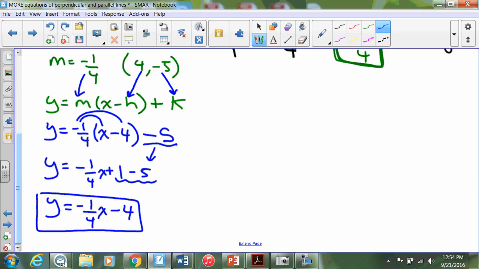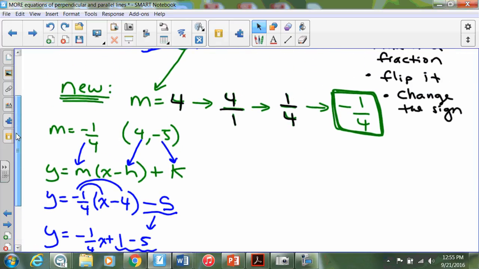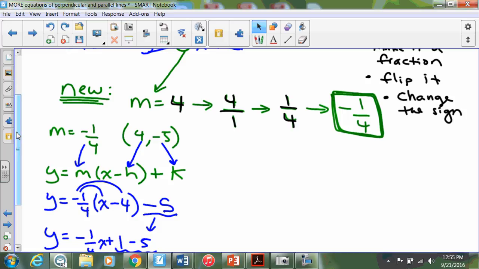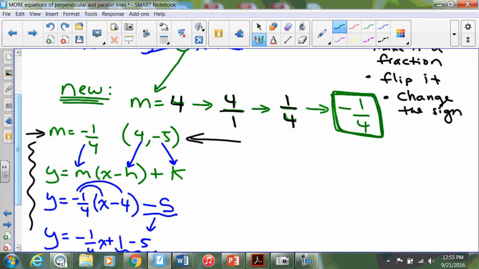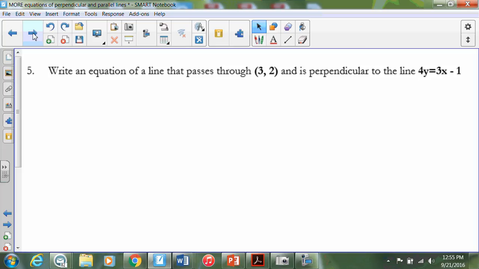All right, so once again with perpendicular, it's a little bit tougher. We're stealing the slope, then we're making it into a fraction, flipping the fraction, and changing the sign. That gives us our new slope. And then once we write down the point and get to this stage right here, then it's old news. All this stuff down here, old news. This is just what we've been doing time after time after time. Okay, so 4 down, 2 to go.